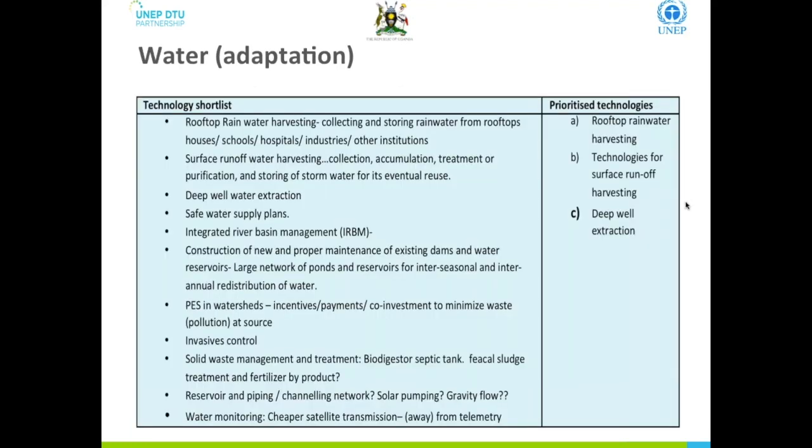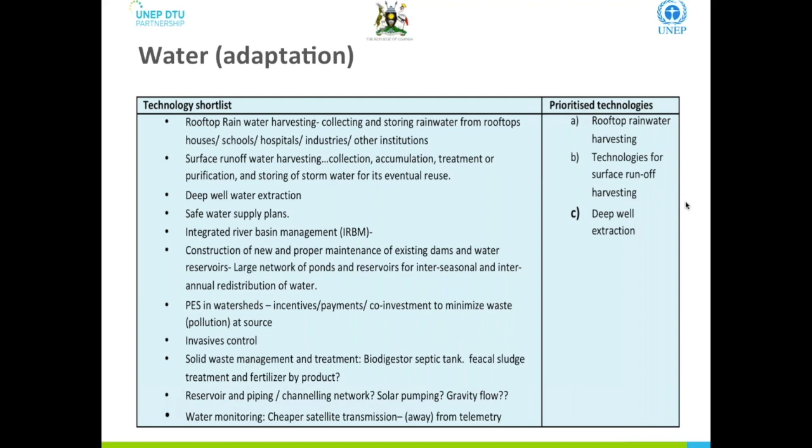The other sector that we looked at is water, and one of the key priority technologies that was flagged is the rooftop rainwater harvesting. That would, of course, provide a lot of water for family use and also for agriculture, particularly in the peri-urban areas, even in the rural areas, because there's a lot of runoff from our roofs during the rainy season. Then also, of course, even the surface water runoff itself.